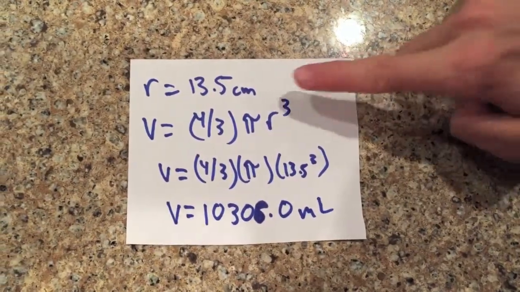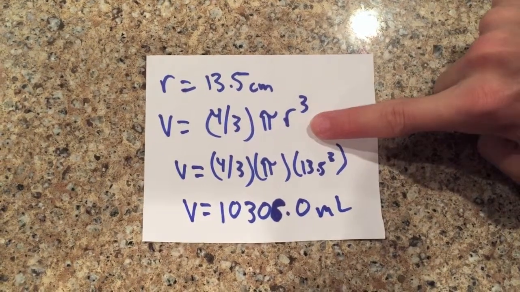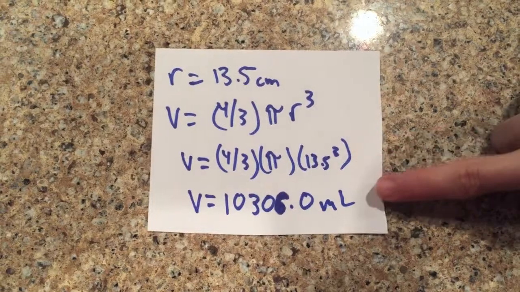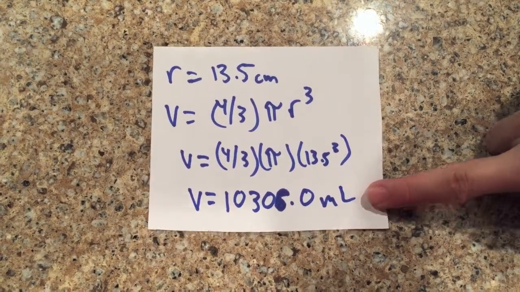Once we found the radius, we need to plug it into the volume formula, and when you plug 13.5 centimeters into the formula, you get the volume equals 10,306 milliliters. We now need to find the inside temperature. The inside temperature is 75 degrees Fahrenheit, so we now need to convert that to degrees Celsius, and then later to Kelvin.